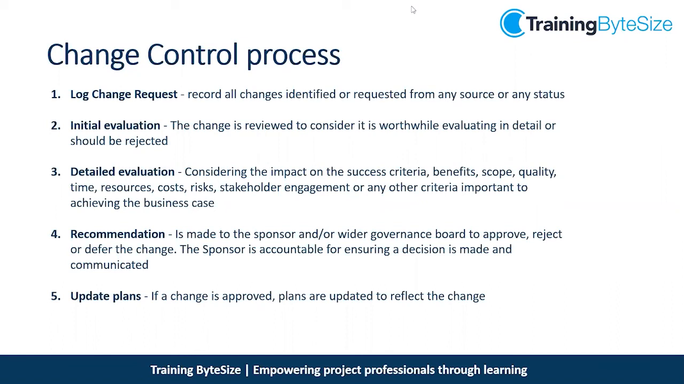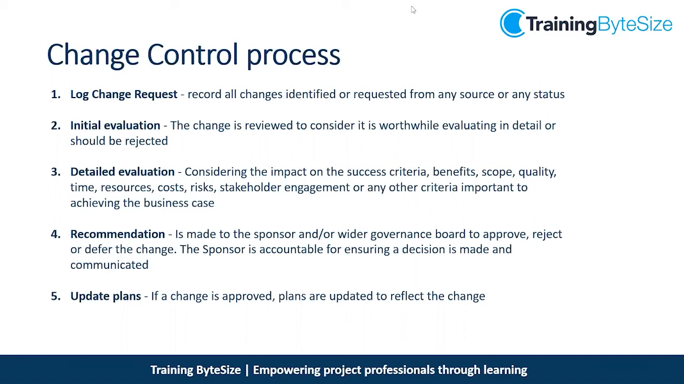So there's a recommendation made to the sponsor or the wider governance board to look at, approve, and they can accept it, reject it, or defer the change. The sponsor is then accountable for ensuring a decision is made and communicated. Okay, so reject and accept, fairly self-explanatory. Defer means they put it off until there's further information. So it might be the end of financial year, or until after a general election, or after Brexit, or something like that. They defer the decision until they have further information about the scenario, the environment, the project changes can be taking place.